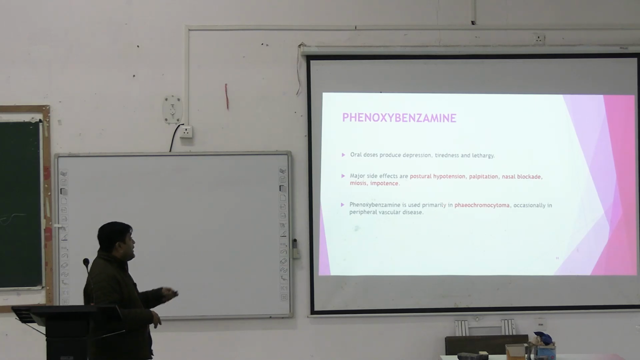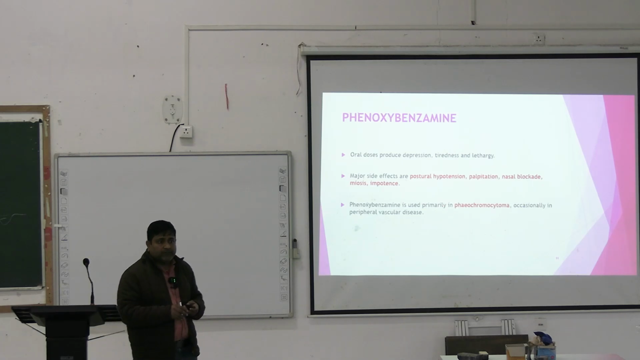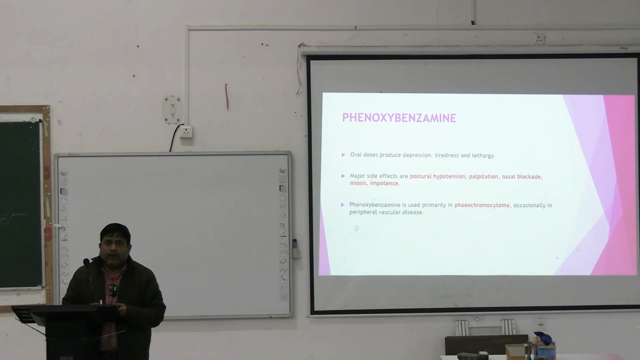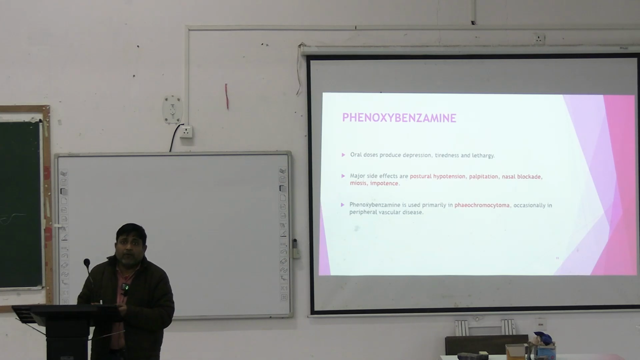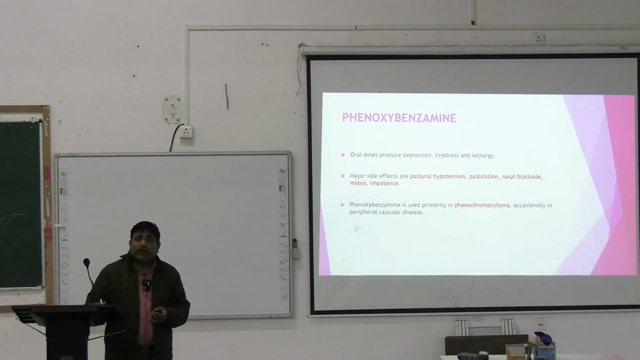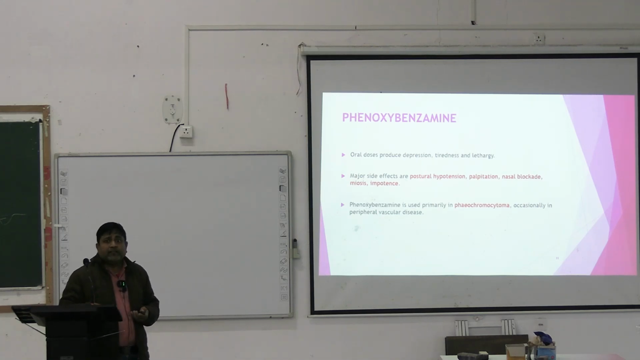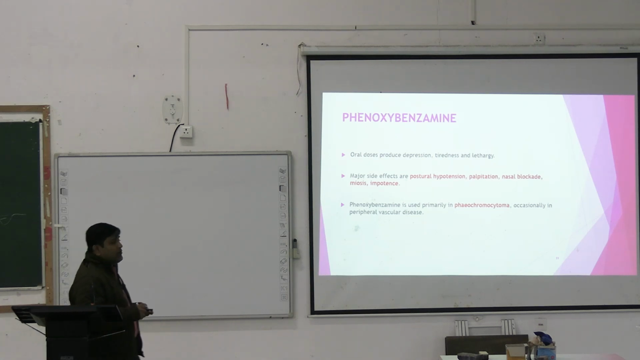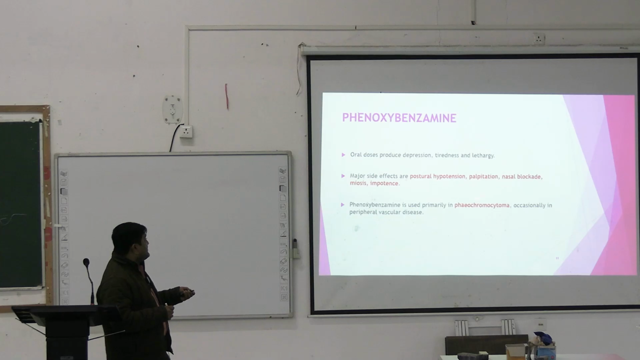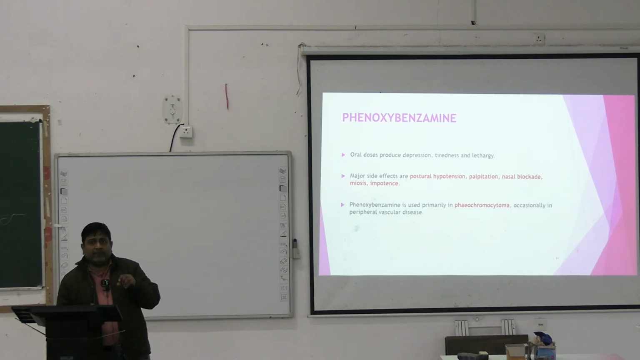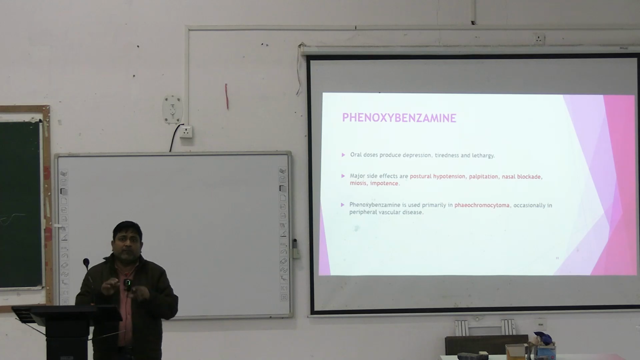Now, it is primarily used in pheochromocytoma. Pheochromocytoma ta ki? অ্যাড্রিনাল মেডুলারি সেল টিউমার রয়েছে যেখান দিয়ে ক্যাটিকোলামাইন বেশি কোয়ান্টিটিতে অ্যারাইজ হয়। So it is primarily used in pheochromocytoma, occasionally in peripheral vascular disease. In peripheral vascular disease, basically due to vasodilatation, it improves the symptoms.